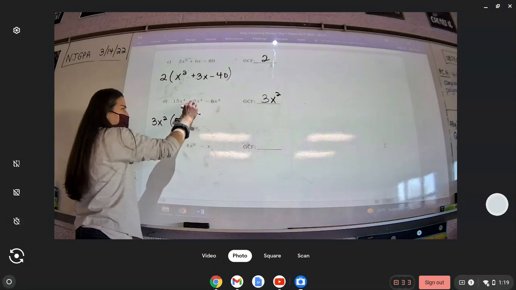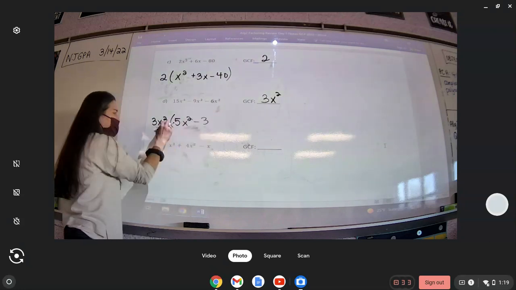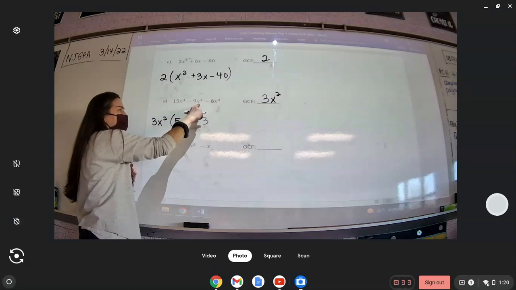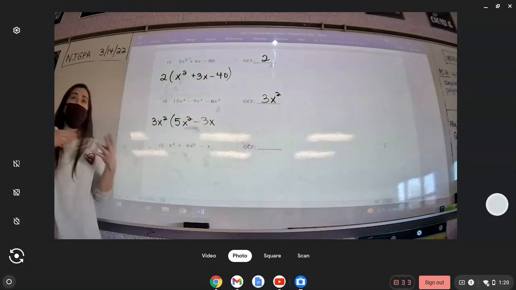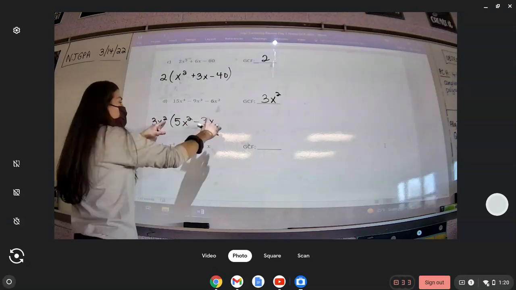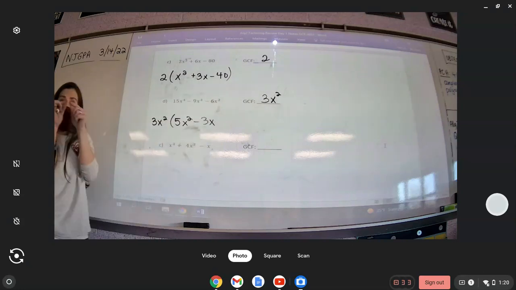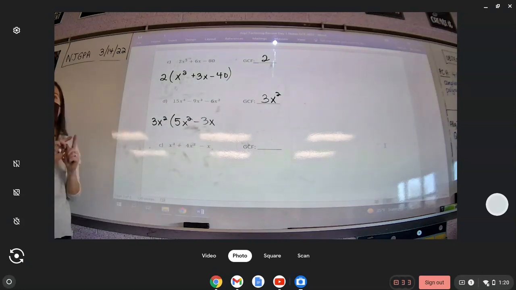3 times what gets you back to -9? -3. And then if I took 2 x's out, how many of his are left? 1. So he should be a -3x. 2 and 1 add back up to 3. Your exponent should add back up to what was there.